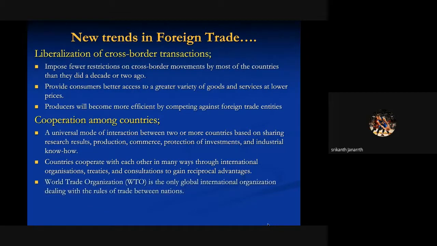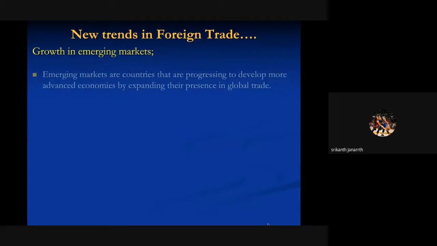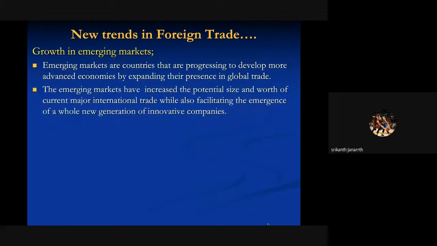The World Trade Organization is a global body facilitating trade between nations. WTO, the World Trade Organization, is issuing the rules. Growth in emerging markets: emerging markets are countries that are constantly developing, progressing. Their economies are well advanced, like Turkey, which is well advanced now. Countries like Mexico and Brazil are all developing emerging markets. They are capturing unknown territory. That is the growth of emerging markets.